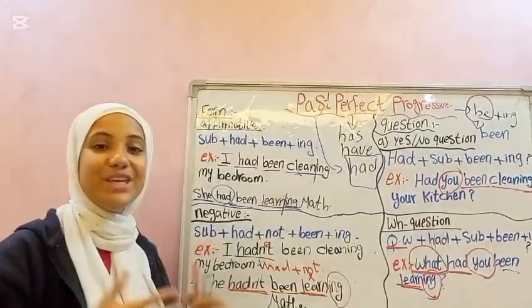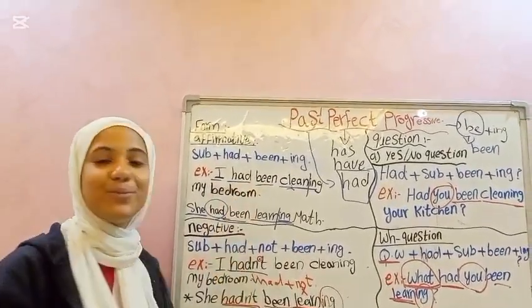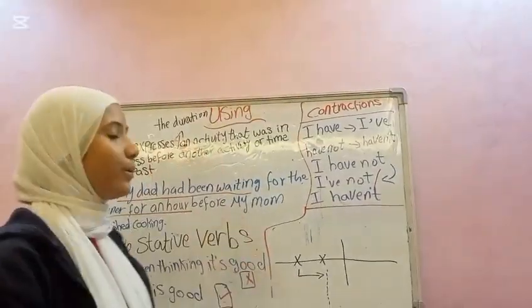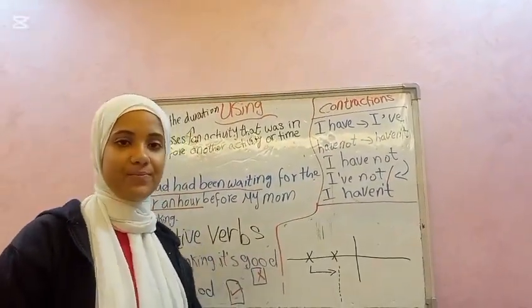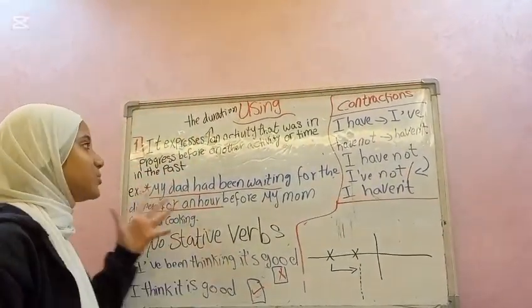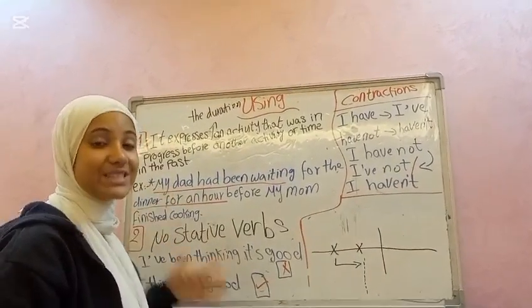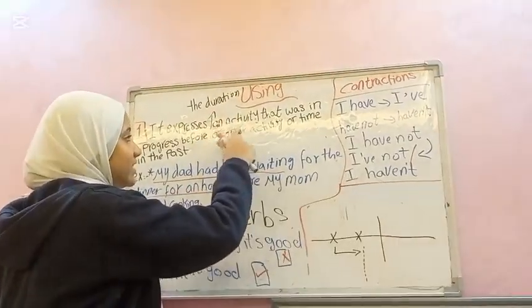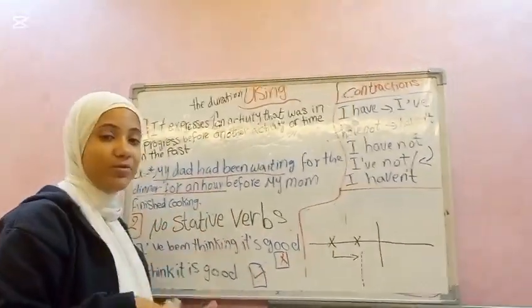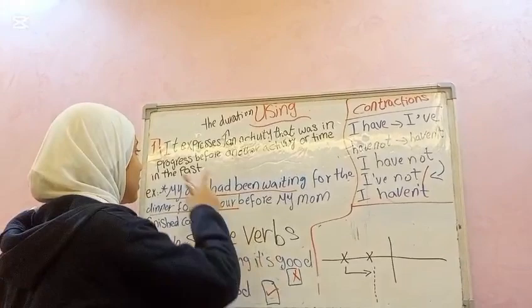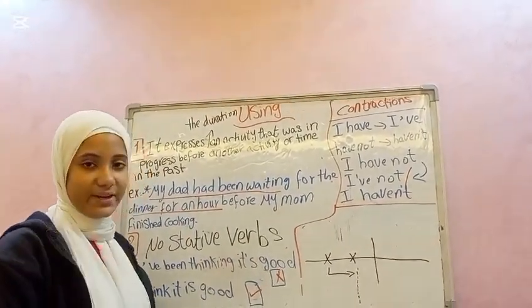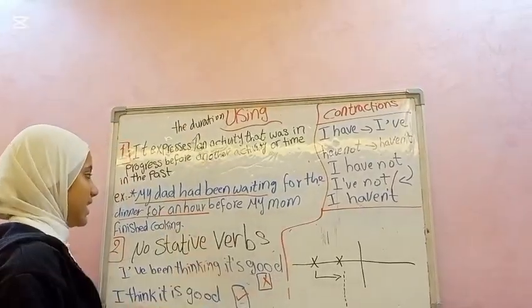Let's move to the use of the past perfect progressive tense. Let's start. The past perfect progressive tense expresses or emphasizes the duration of an activity that was in progress before another activity or time in the past. You don't understand, I know. Here's an example to understand.